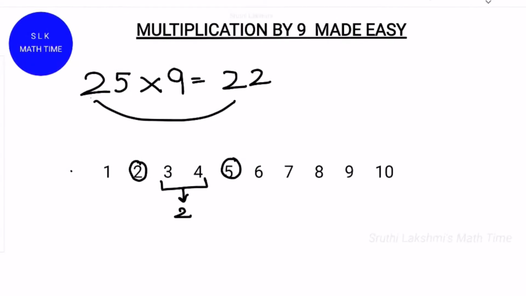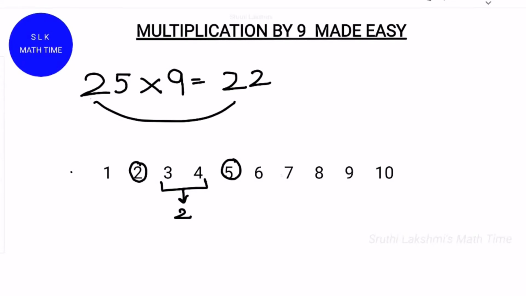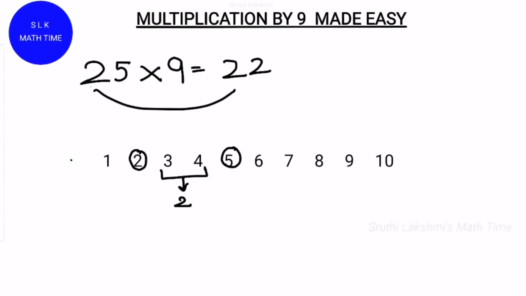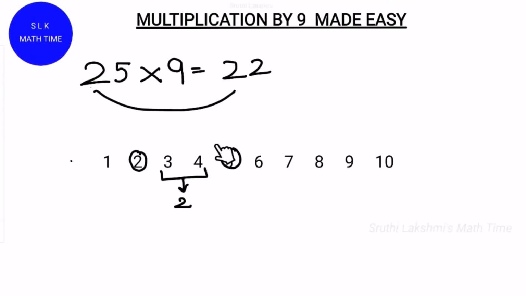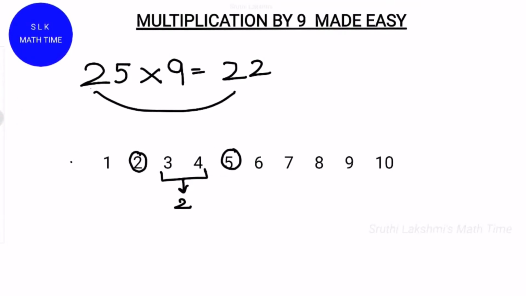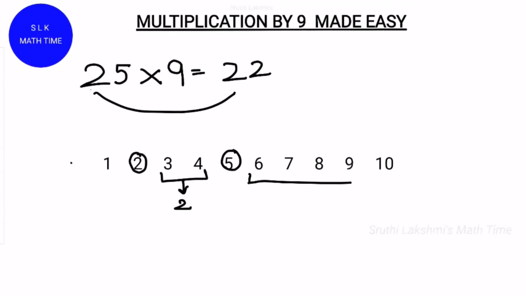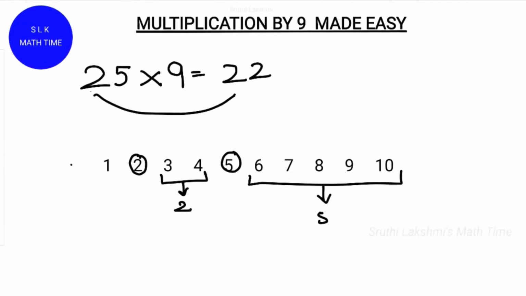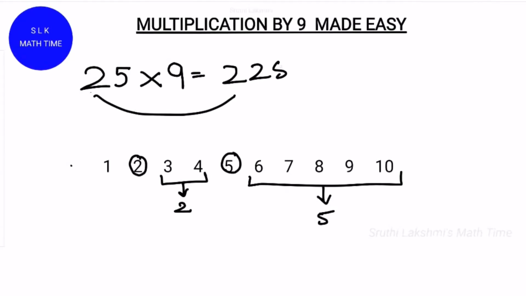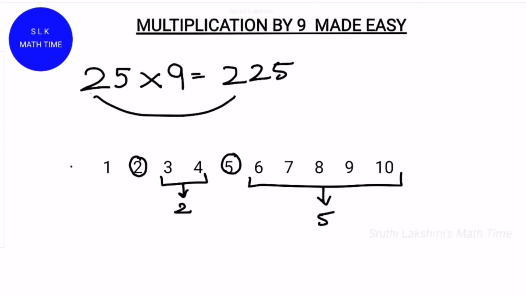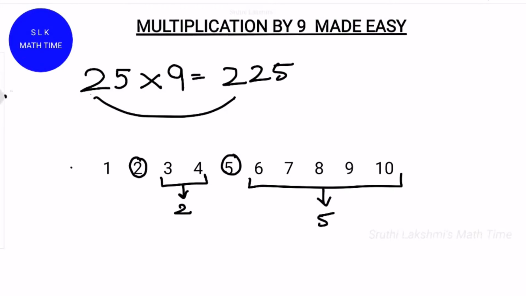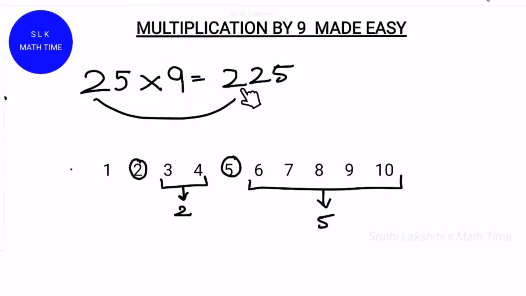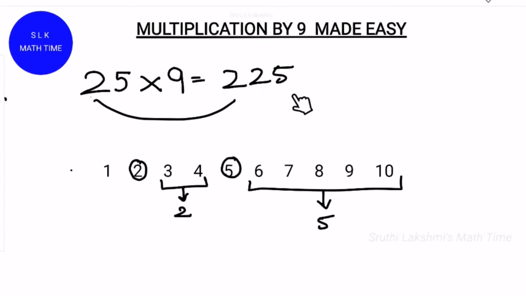Now for the third digit of our answer, see how many numbers are to the right of the last digit. So, there are 5 numbers. So, write 5. So, 25 into 9 is 225.